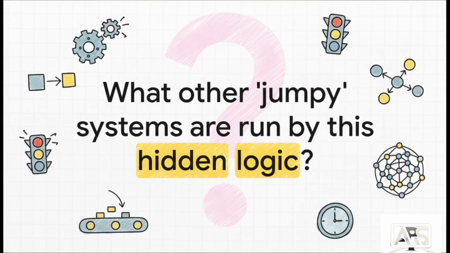So it really makes you think, doesn't it? What other complex, jumpy systems are out there in your day-to-day life? From the line at the coffee shop to the flow of information on your social media feed that are secretly being managed by this powerful and hidden logic.